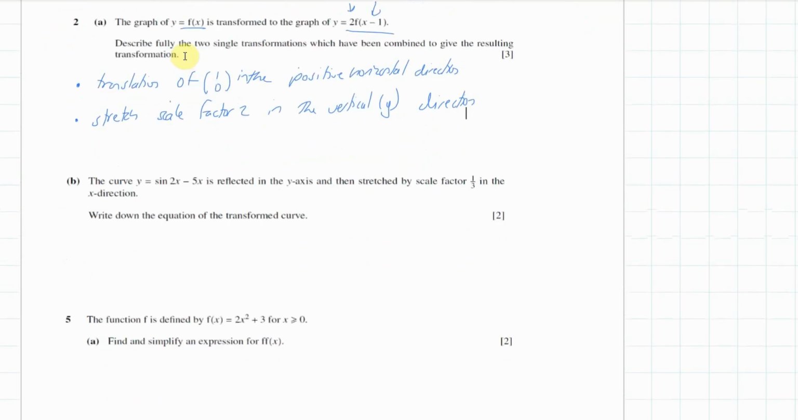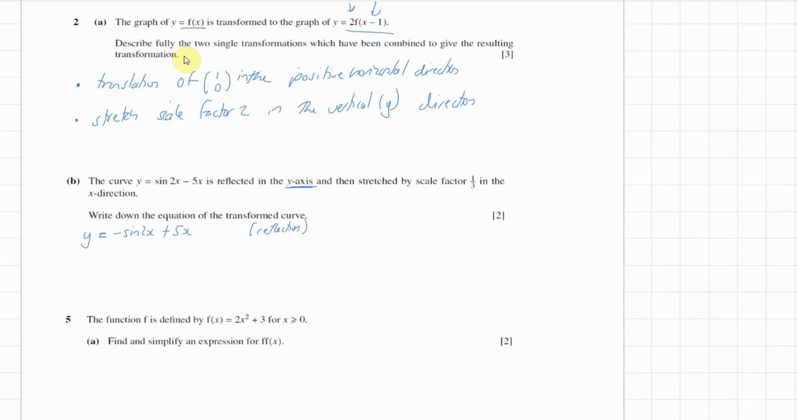Now, the next one, the curve y equals sine 2x minus 5x is reflected in the y-axis and then stretched by scale factor 1/3 in the x direction. Write down the equation of the transformed curve. Now, if it's reflected in the y-axis, so it's like a horizontal reflection, the first thing is we're going to go y equals negative sine 2x and then plus 5x. So I've done my reflection.